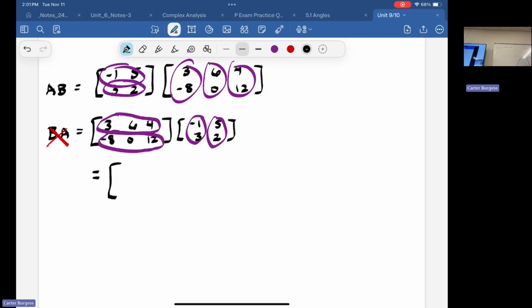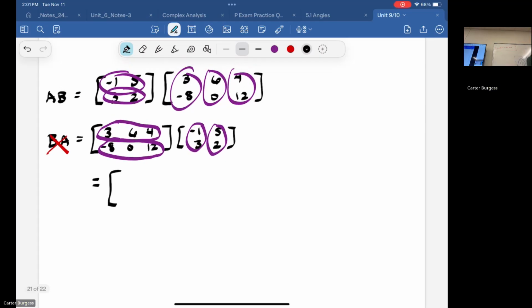Stella, how'd you compute the first row here? Do you want it like the answer I got or like, well, how'd you compute it? Yeah, tell me your process. -1 times 3, plus 5 times -8. Perfect. So that gave us negative 43.